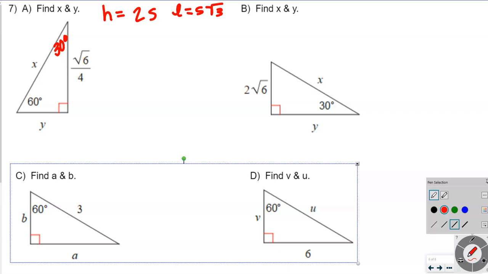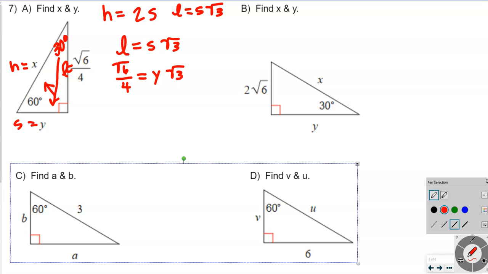So we're going to go ahead and label these sides. Again, opposite the right angle, that's our hypotenuse. Opposite the 30-degree angle, that's our short leg. So this leaves a long leg there, okay? Now, if we have the long leg, that's the formula we're going to use. So L is equal to S square root of 3, right? So this is going to be square root of 6 over 4 is equal to our Y square root of 3 because that's our S, right?